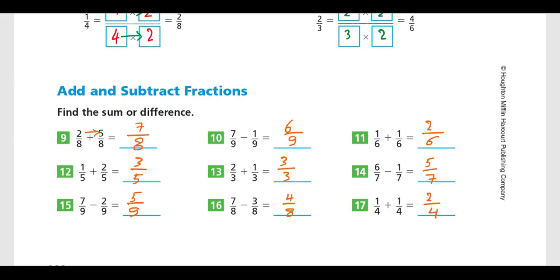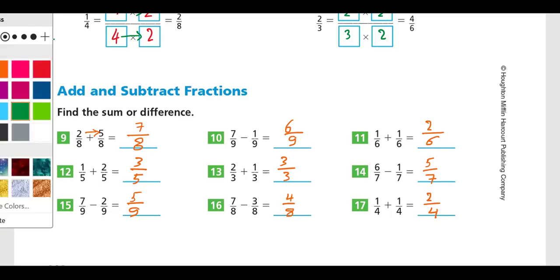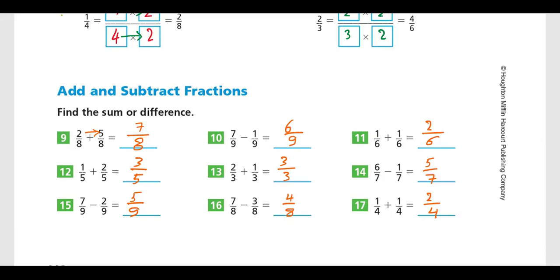This is the first step. Second step, we have to simplify. How can we simplify this one? 7/8, there is nothing common between them except 1, so it's simple. But 6 and 9 are in the table of 3, so I can divide by 3 up and down. 6 divided by 3 is 2, and 9 divided by 3 is 3. So 2/3 is the simple answer. And this also is the simple answer.